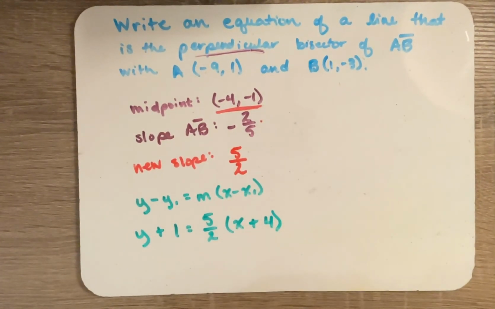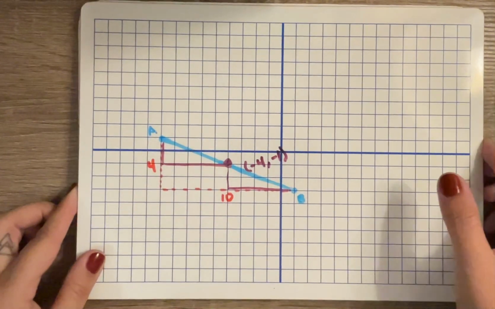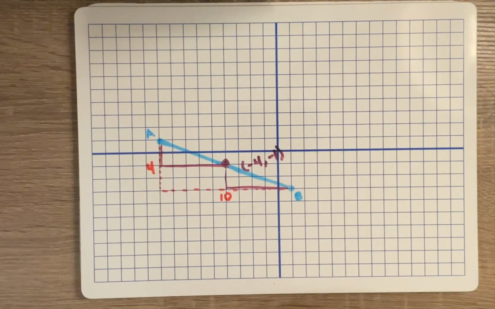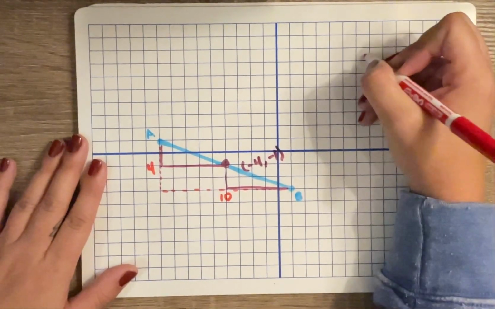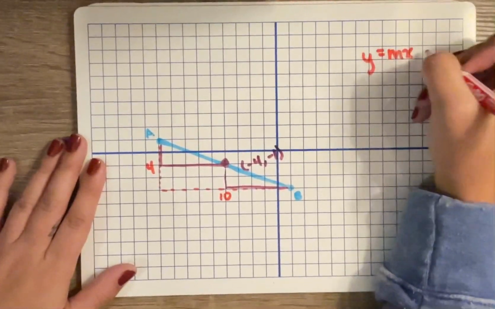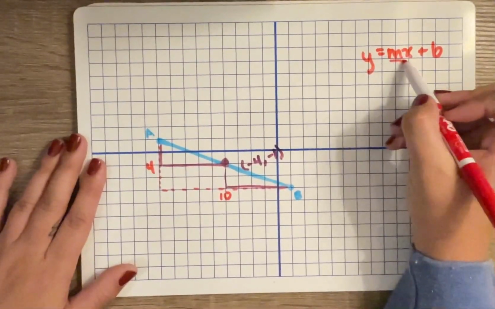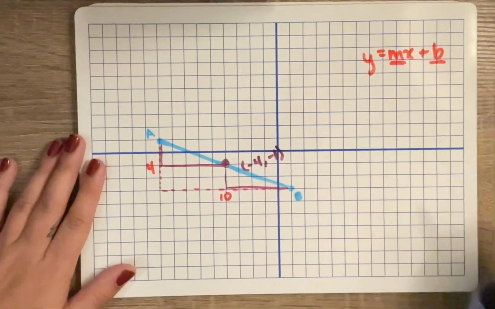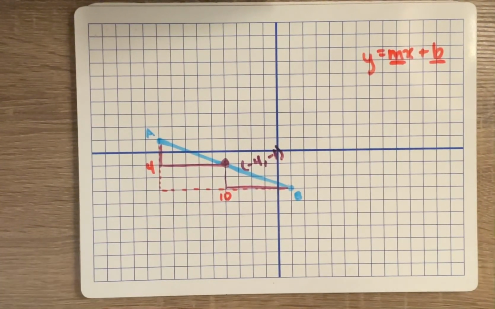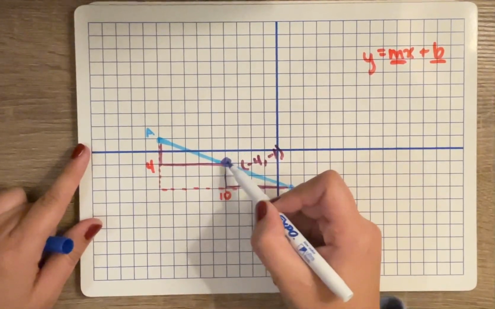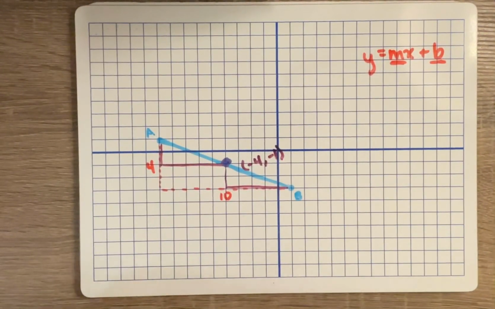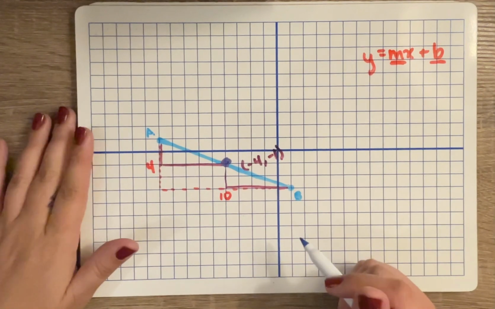Okay, if I wanted to think about this instead graphically, I could bring my graph back and use slope-intercept form. For slope-intercept form, which is y equals mx plus b, I need the slope, which I have, but I also need the y-intercept. I don't have the y-intercept yet, so let's think about that. Let's start from our midpoint, and I'm going to follow the new slope, which we said was positive 5 over 2.